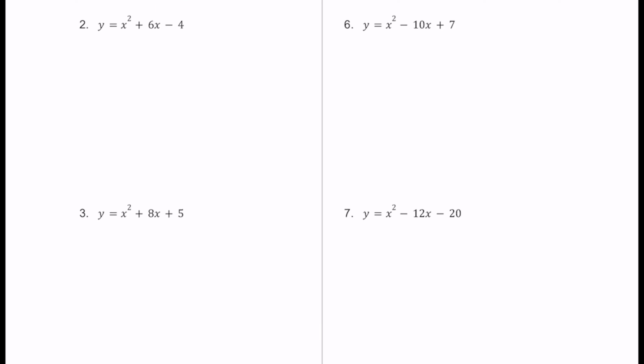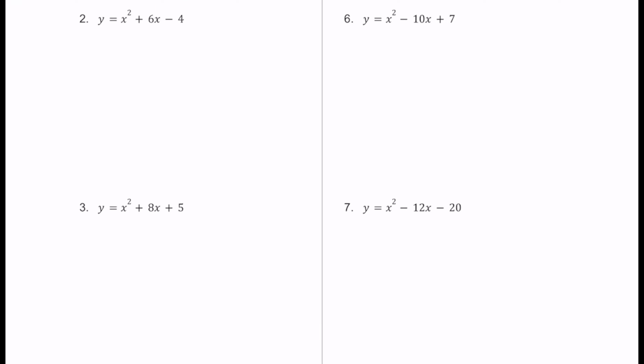Let's check out number 2. So for number 2, we have the equation y is equal to x squared plus 6x minus 4. So right away, let's just go ahead and copy down the problem again.